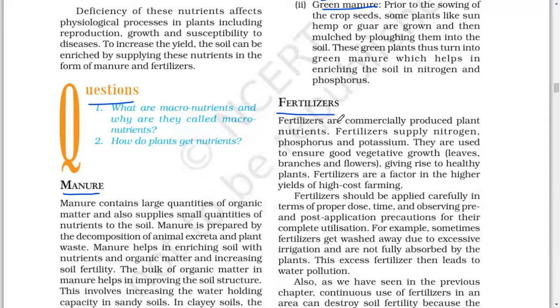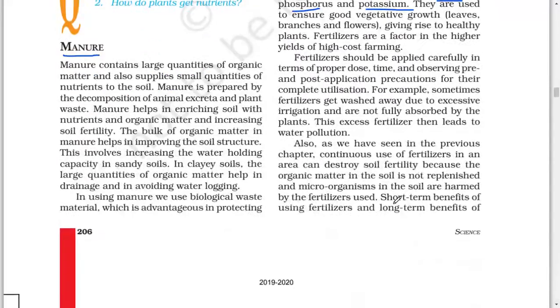These green plants thus turn into green manure, which helps in enriching the soil in nitrogen and phosphorus. Fertilizer. Fertilizers are commercially produced plant nutrients. Fertilizers supply nitrogen, phosphorus, and potassium. They are used to ensure good vegetative growth, leaf, branch, and flower, giving rise to a healthy plant. Fertilizers are factory made, and their use involves high-cost farming.